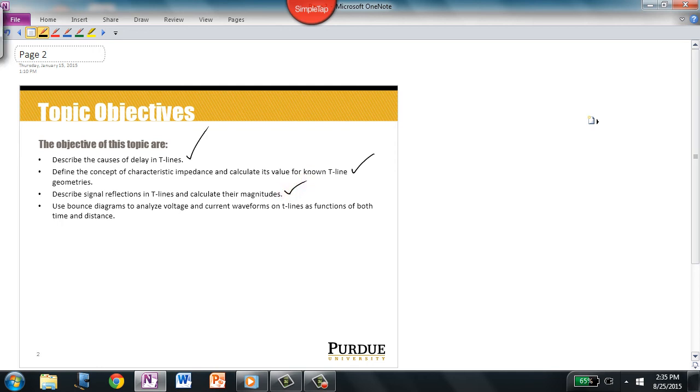And the fourth is that we're going to visually represent these reflected waves in terms of voltages and currents on transmission lines, and we're going to draw them as a function of both time and distance, and this drawing is called a bounce diagram, and we'll use the bounce diagrams to calculate the voltage and current values on a transmission line for DC inputs and for pulse conditions. So that's the fourth learning objective that we have for today. So that's what we're going to cover.